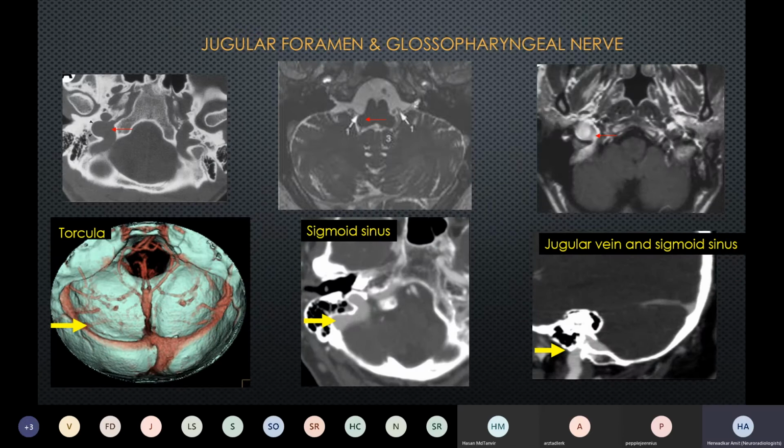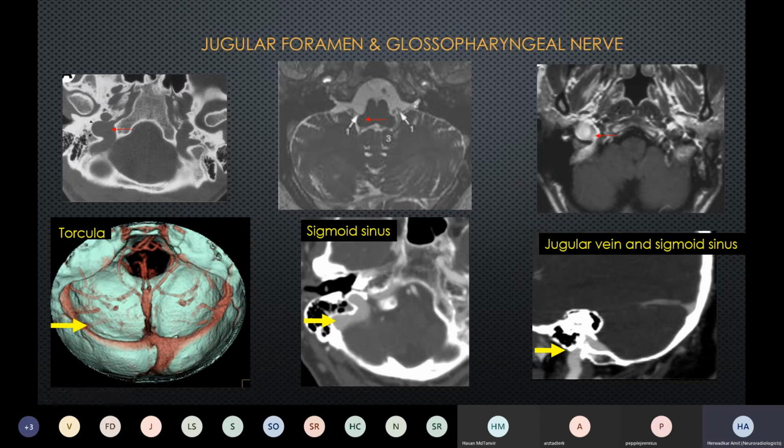Okay, so we have come out of the cisterns now. Now we are approaching the jugular foramen. So the jugular foramen is a foramen within the skull base. It's a unique foramen which is located between the occipital bone more medially and the petrous bone laterally, and it's got a very interesting anatomy around it.